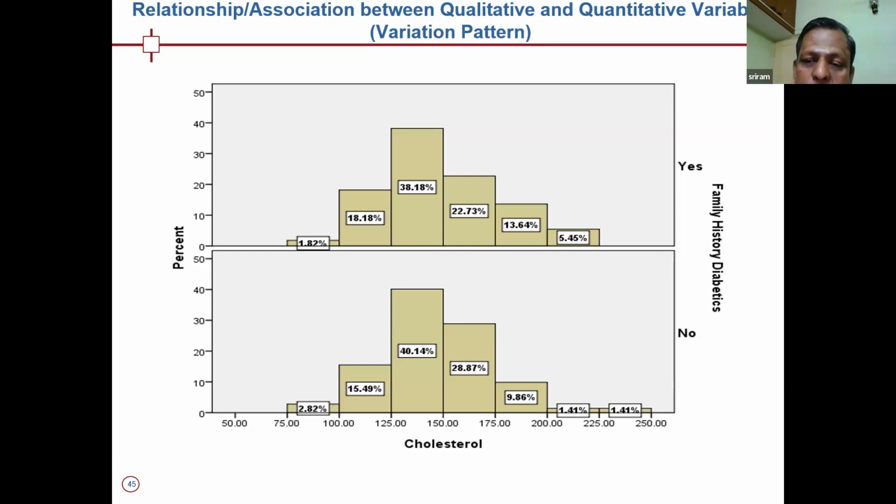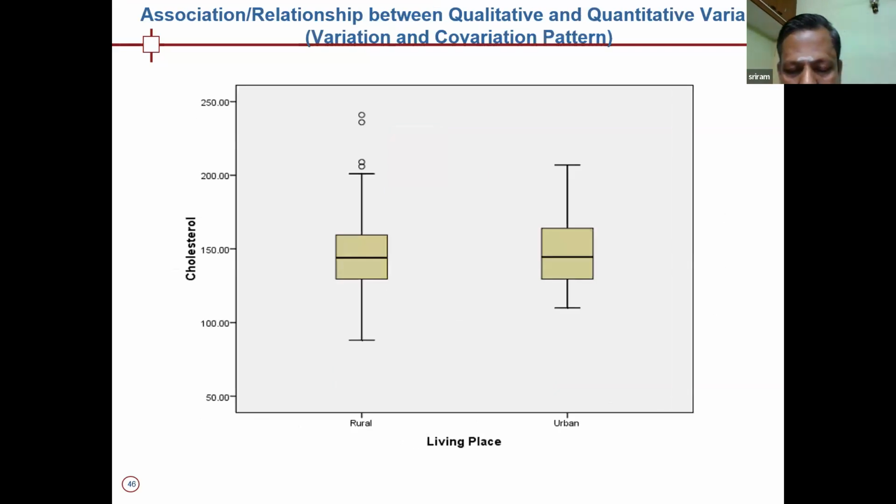This is another variable, family history of diabetes. Here, family history of diabetes has no impact on cholesterol actually. So 2.82%, 1.8%. In all ranges, the percentages are almost the same, not a wide difference. To make this more visible, use a box plot. So now use the box plot.